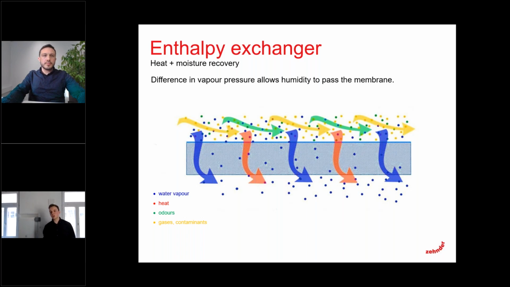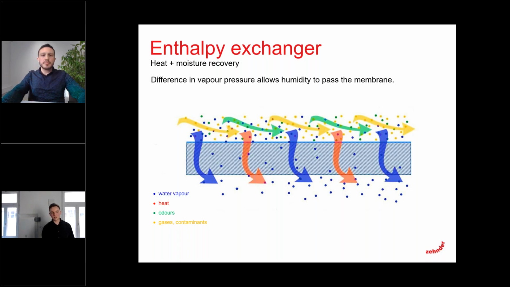Now let's imagine what happens in winter when the outdoor air is absolutely dry, and indoors we have more humid air. If we would just take in that dry air and even heat it up because it's cold, the indoor climate gets quite dry and uncomfortable. Using an enthalpy exchanger, the humidity goes from the humid inside air through the membrane of the exchanger to the side of the supply air. And then we get a comfortable indoor climate.